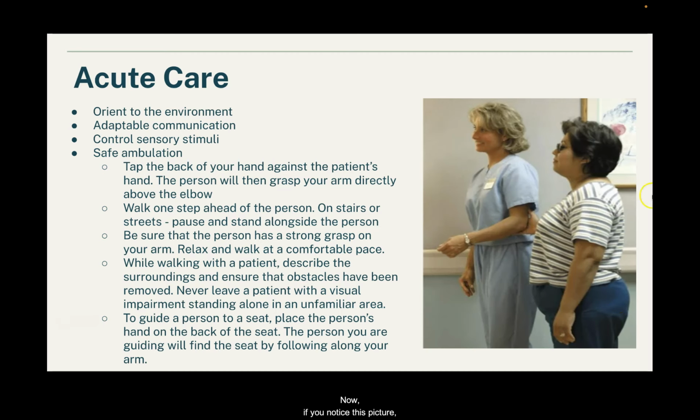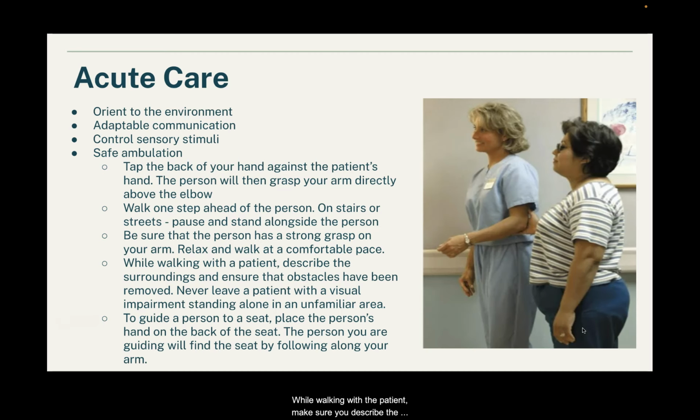If you notice this picture, this is a safe way to ambulate the patient, especially if they have sensory issues, for example, sight or hearing. Tap the back of your hand against the patient's hand. Then the person can grasp your arm directly above the elbow. The patient is holding the nurse's elbow. Walk one step ahead of the person on stairs or streets. Pause and stand alongside the person. Don't rush. Be sure that the person has a strong grasp on your arm. Relax and walk at a comfortable pace.